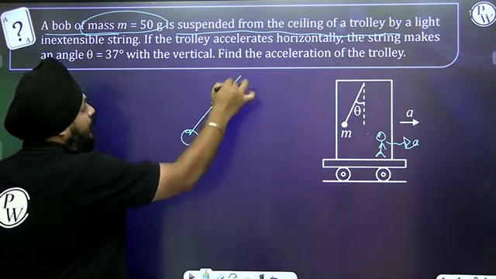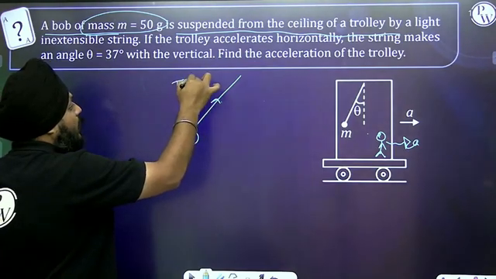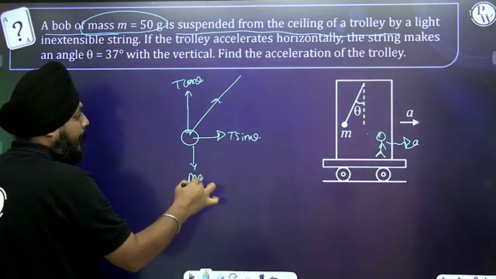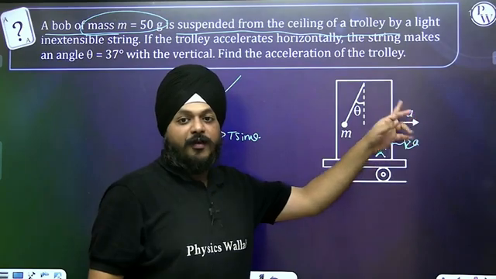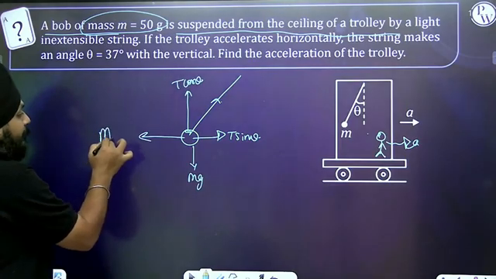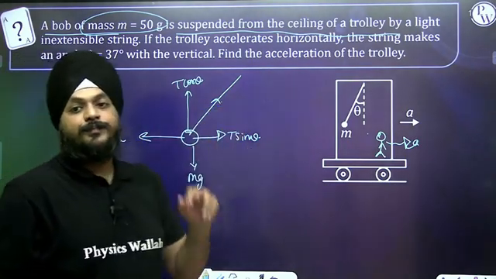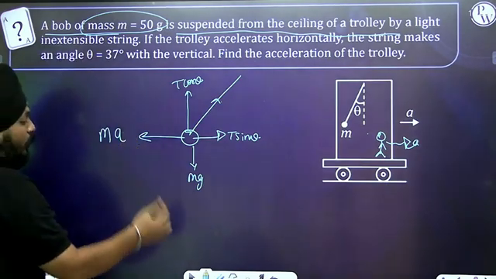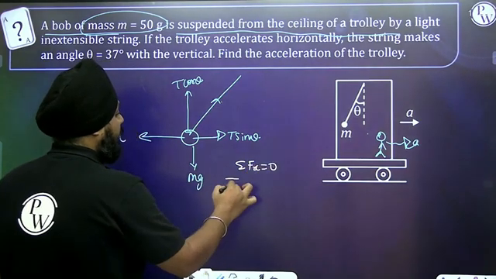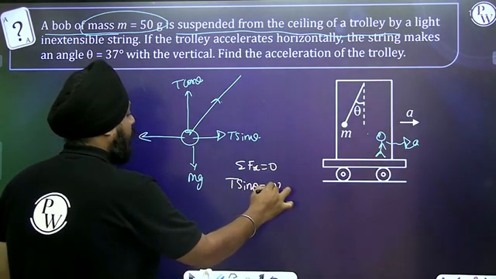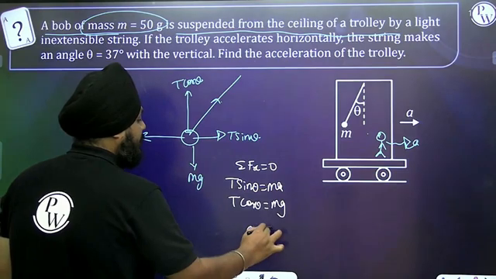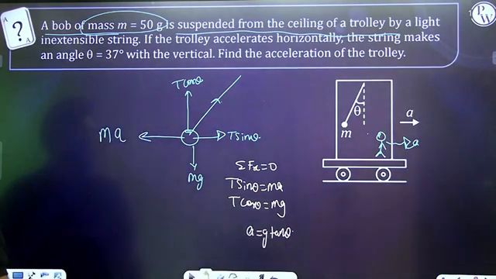This is tension. If this is theta, then this is T cos theta and this is T sine theta. This is mg. This is the acceleration of the frame applied in the reverse direction to the block. This is a pseudo force: mass of block times acceleration of the frame. According to the equilibrium conditions, the summation of all x forces is 0. So T sine theta is equal to ma, and T cos theta is equal to mg. From this also, A is equal to g tan theta.